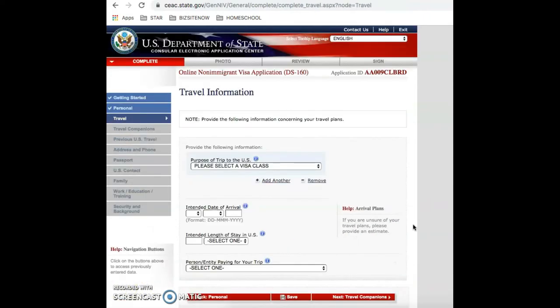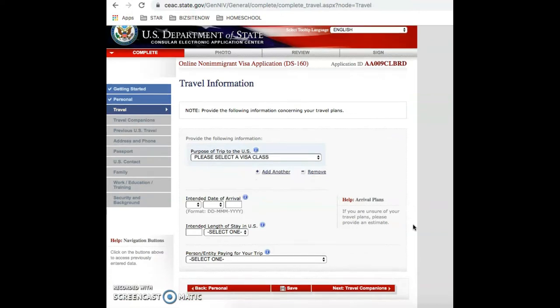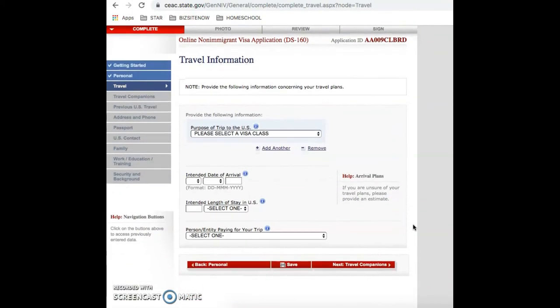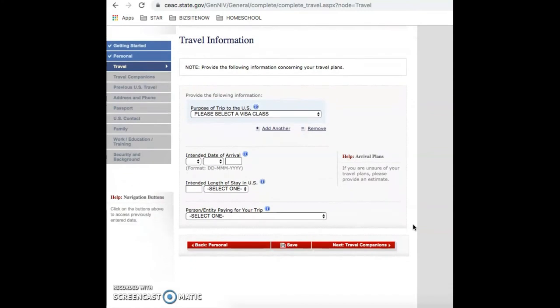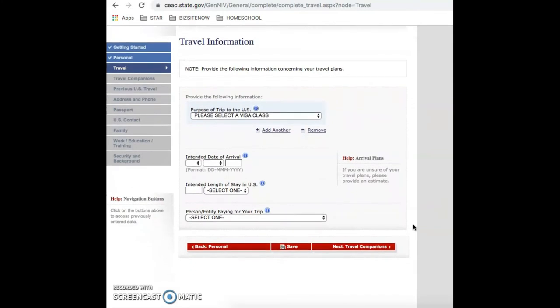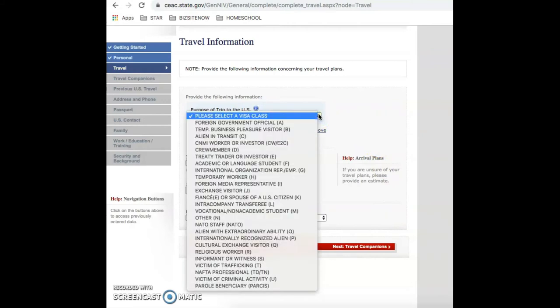And then the travel information. So, bakit kailangan ito? Kailangan malaman ng consul kung ano ba yung purpose ng trip mo sa US. It will help them in deciding to approve or not your US non-immigrant visa or tourist visa. So, purpose of trip to the US, I guess halos lahat naman sa atin gusto lang natin talaga na mamasyal.